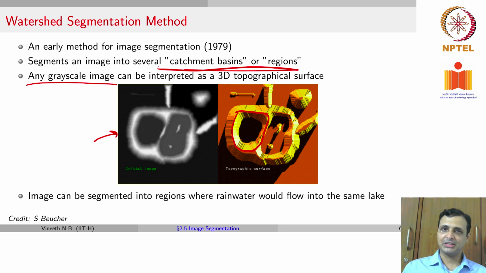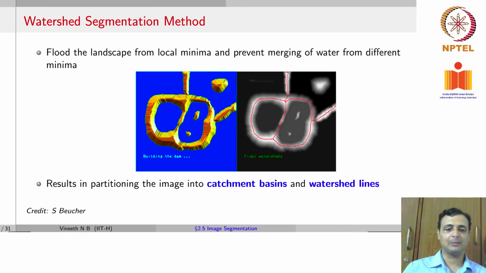What watershed segmentation tries to do is to segment the image into regions with a conceptual idea of rainwater flowing into the same lake. So you're going to create a methodology where you assume that you're going to flood water into your image, and wherever you have catchment basins in the image, imagine this 3D topographic representation of the original image. Wherever you have water stagnating, those groups of pixels form segments. Let's see this in a bit more detail.